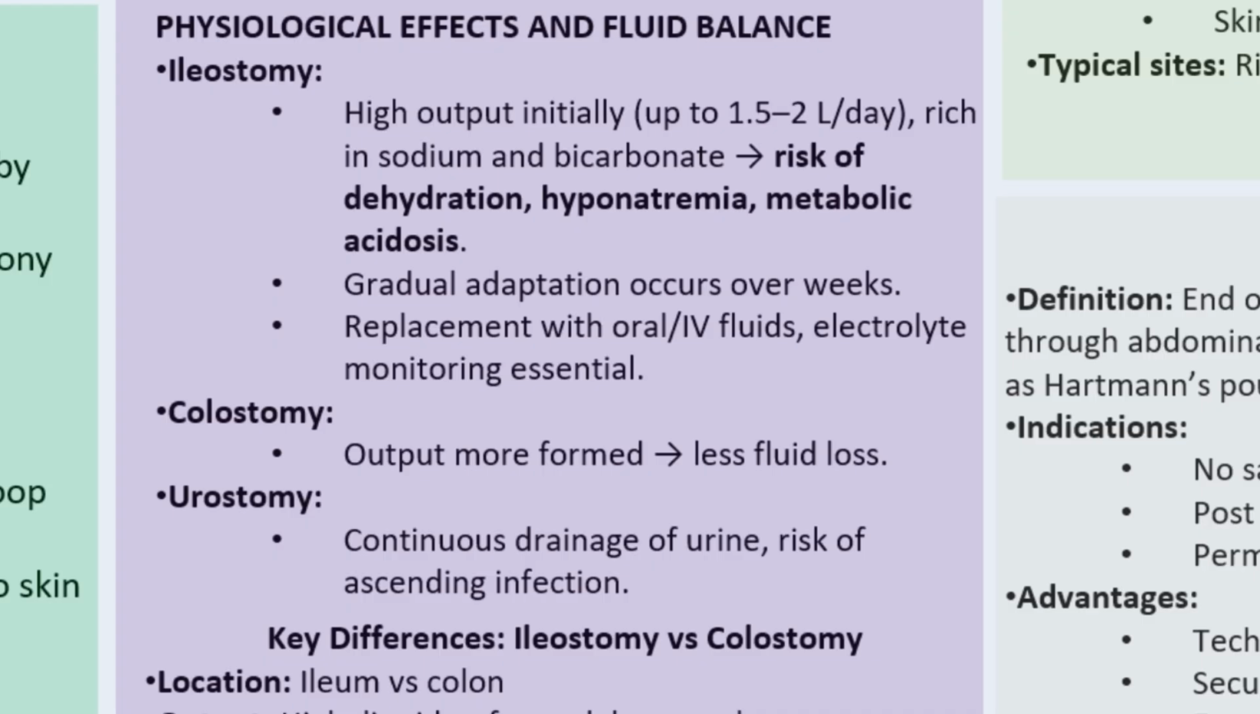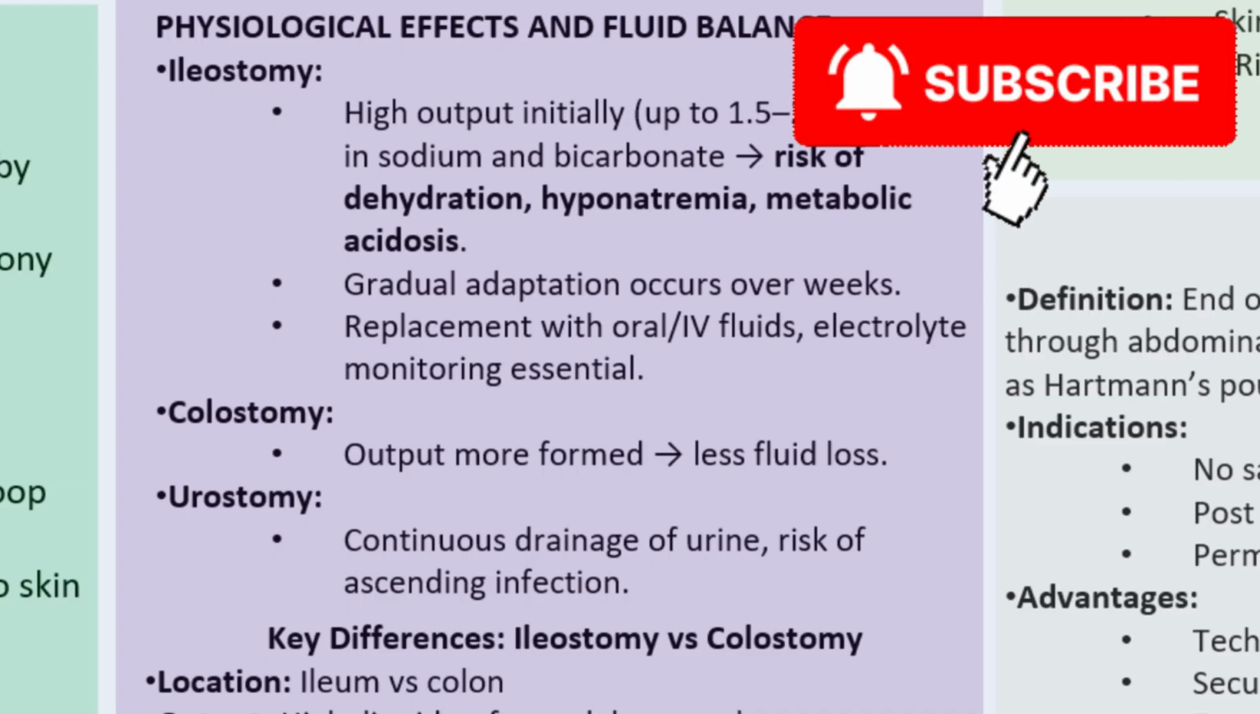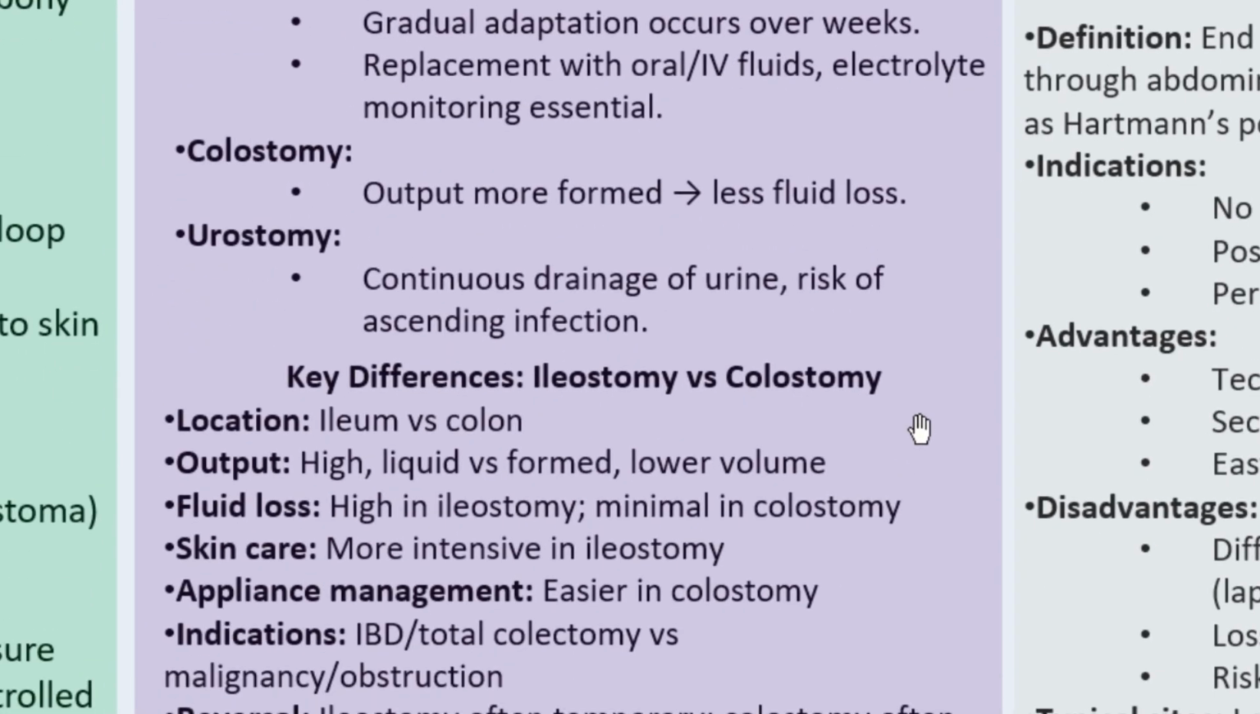Then colostomies are relatively friendly because their output is more formed. We have given time for digestion to take place, and most of the absorption that takes place in the ileum is done with that. So we have less fluid loss. And when you do a urostomy, there's continuous drainage of urine, and also we have a risk of ascending infections because the ileum is rich in microbiome, and you have just given it a free passage to ascend up towards the kidneys and everything else.